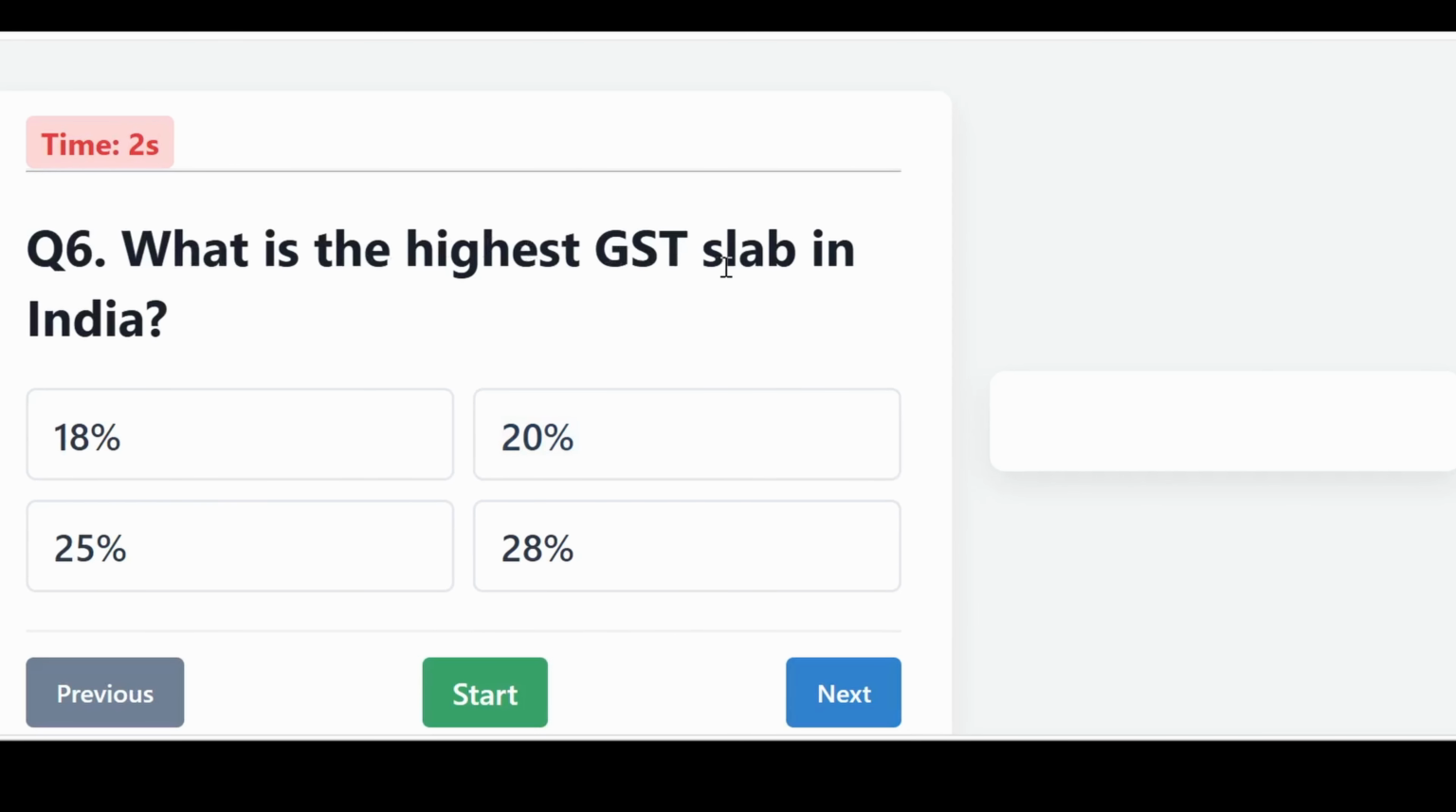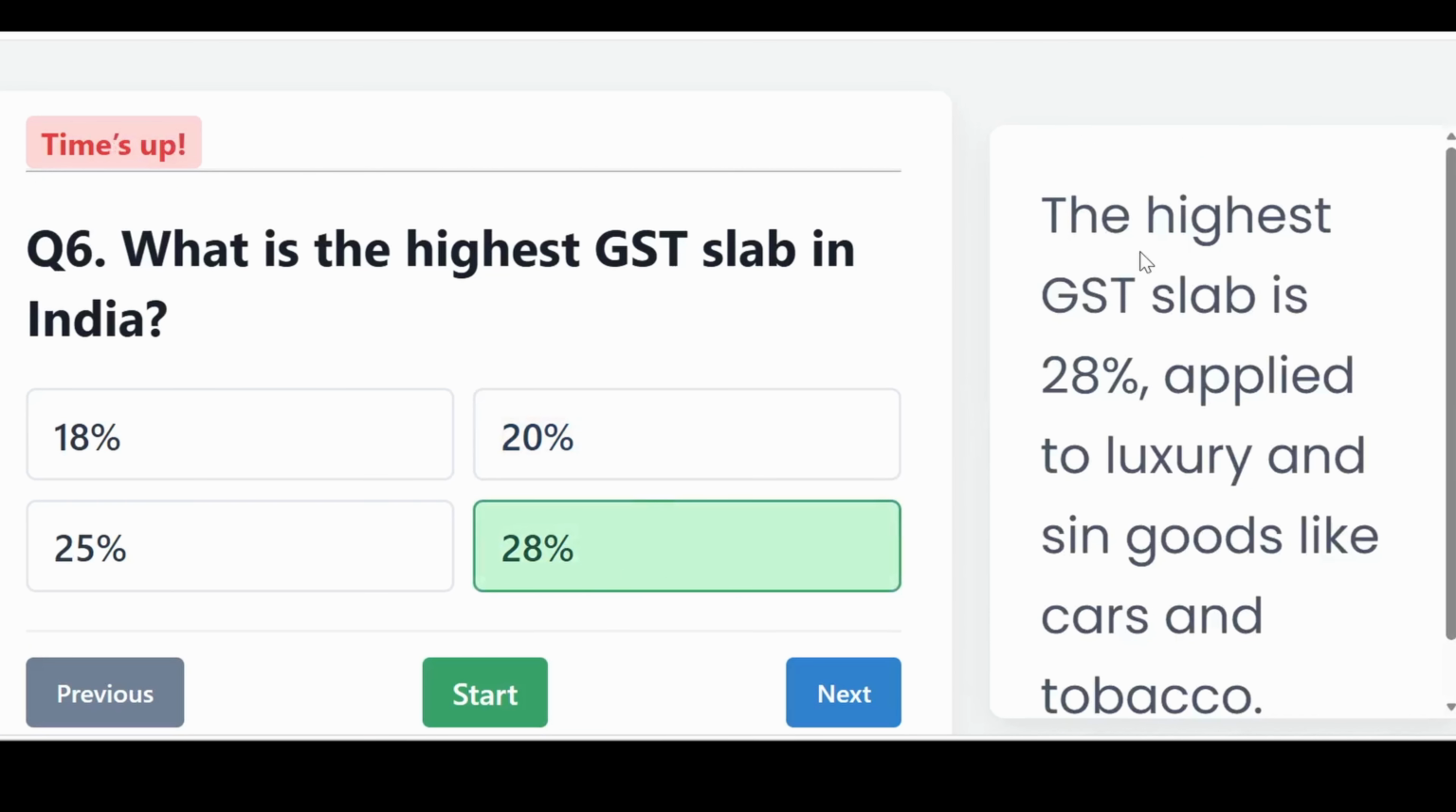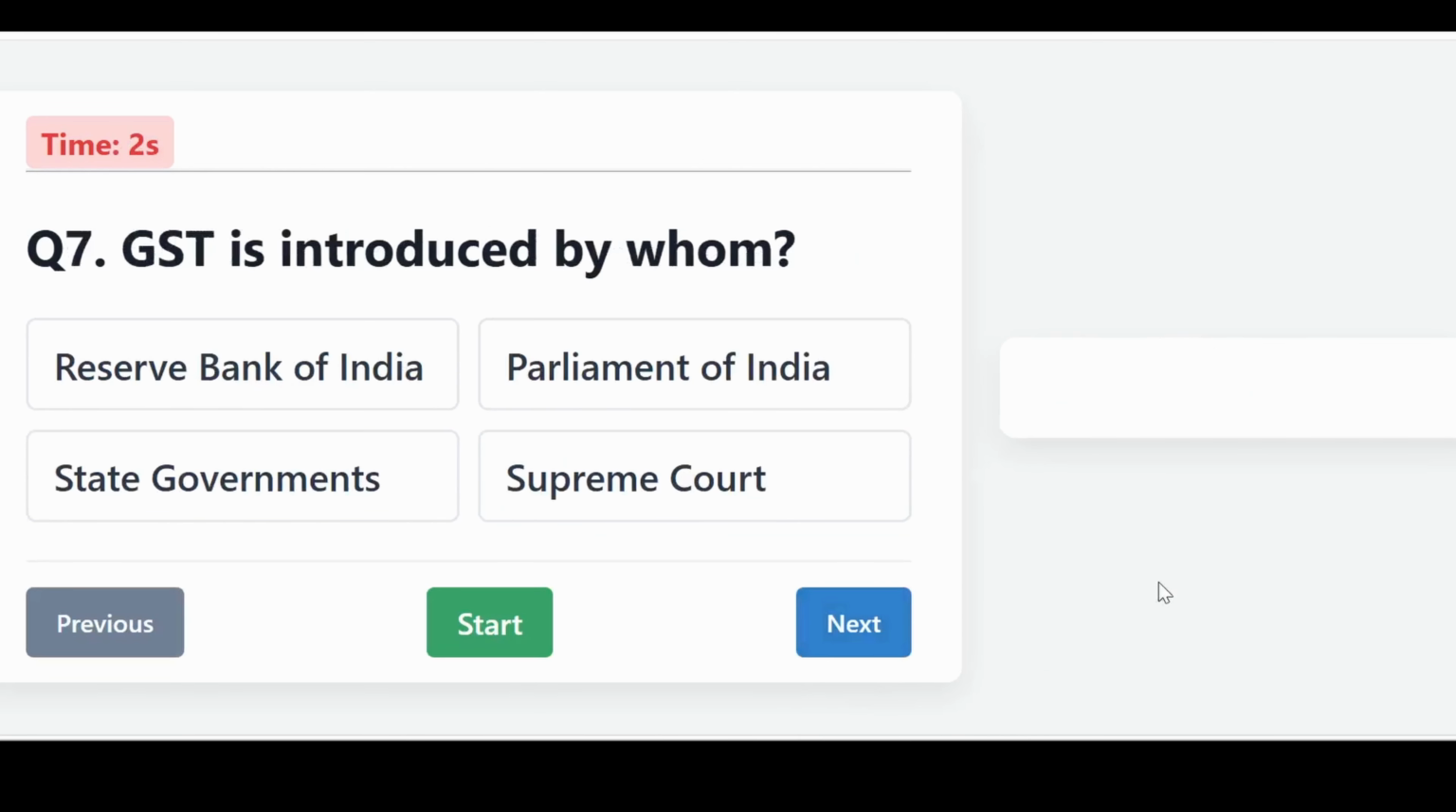What is the highest GST slab in India? Is it 18, 20, 25, or 28%? The correct answer, 28%. The highest GST slab is 28%, applied to luxury and sin goods like cars and tobacco.